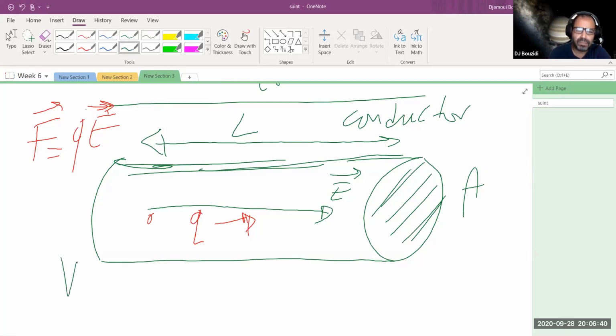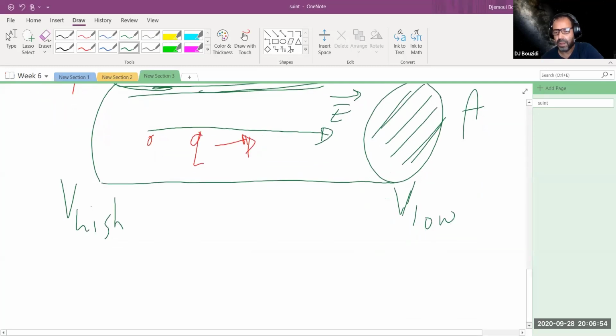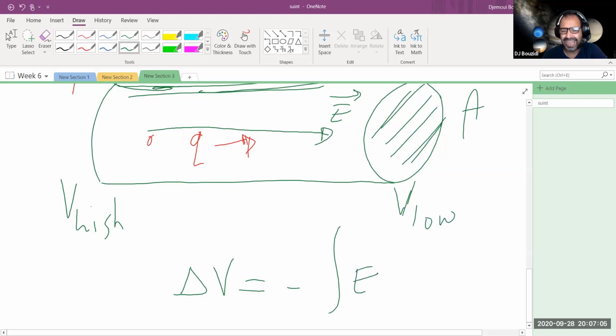So this region must have a V high, and this region must have a V low. In other words, there is a difference in potential. And this difference in potential is expressed by that expression, okay? So if you remember from chapter 24, the difference in potential is equal to negative the integral between the 2 points of E dot dL, okay?